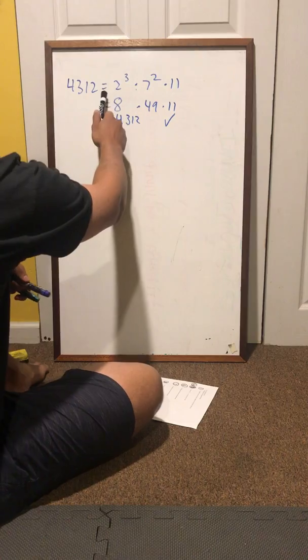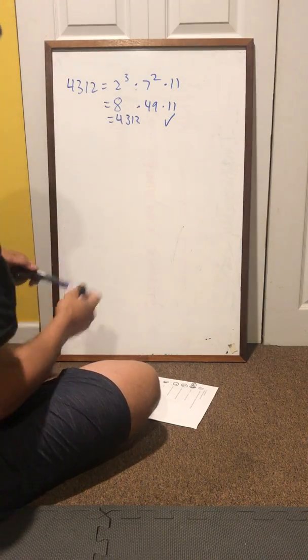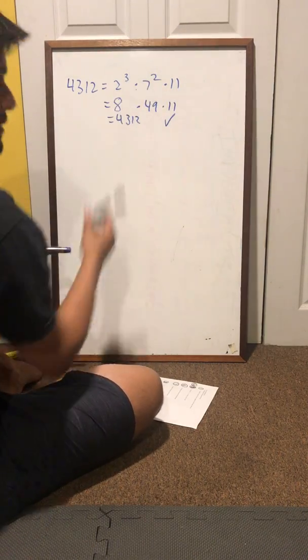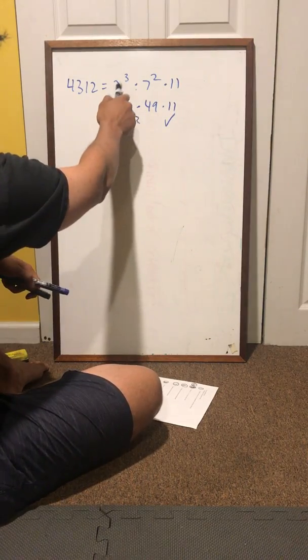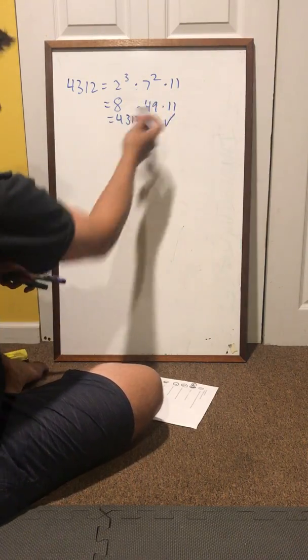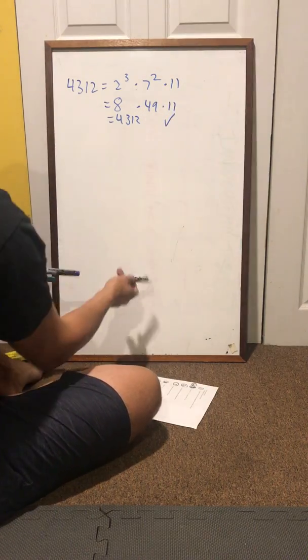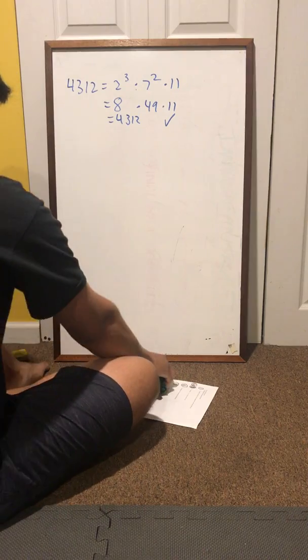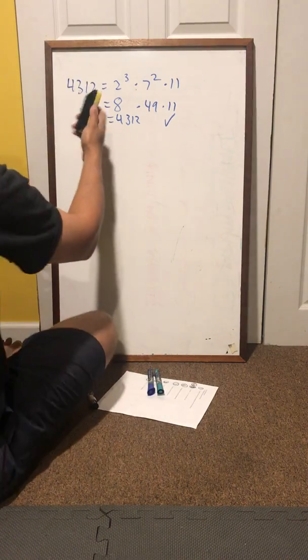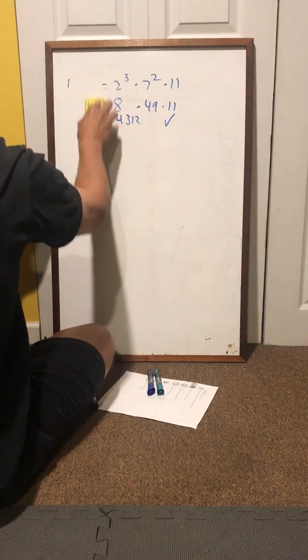So 4,312 we realized equals 2 to the power of 3 times 7 to the power of 2 times 11. From there, we know 2 to the power of 3 is 8 times 49 times 11, and that equals 4,312, exactly the number that we're looking for. So the check works.